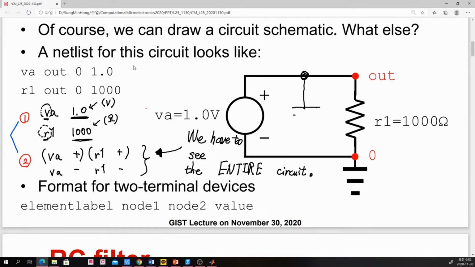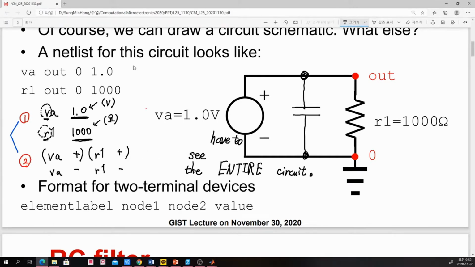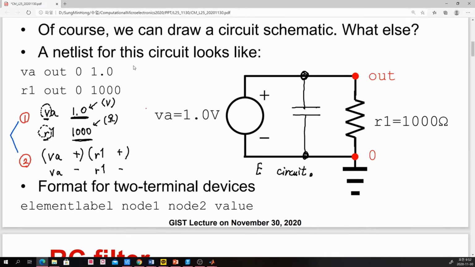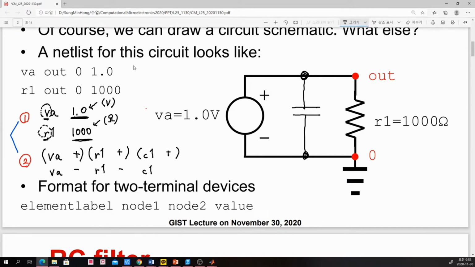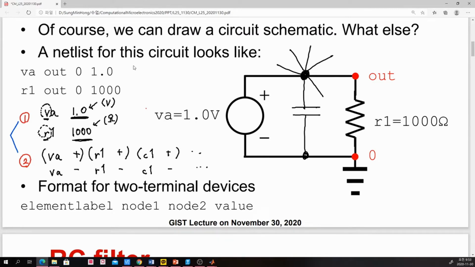Now we have a capacitor here. Then what will happen to this description? Then you can say now we have C1 plus and C1 minus, and say that this node has more branches. Yes, what will happen to this guy? Whenever we add more and more circuit, we have to add one more.